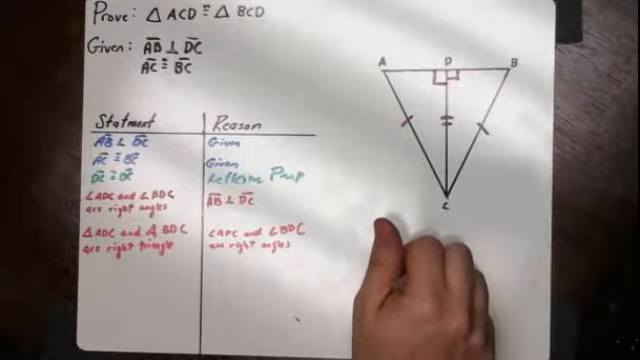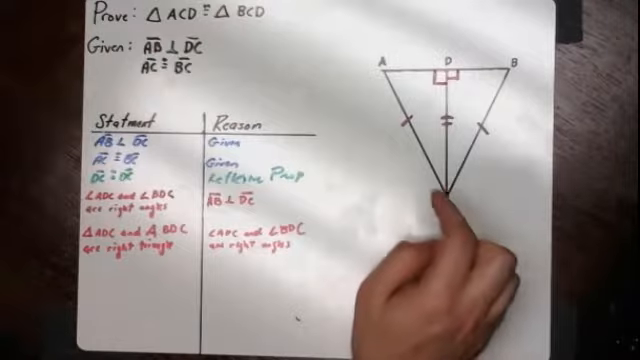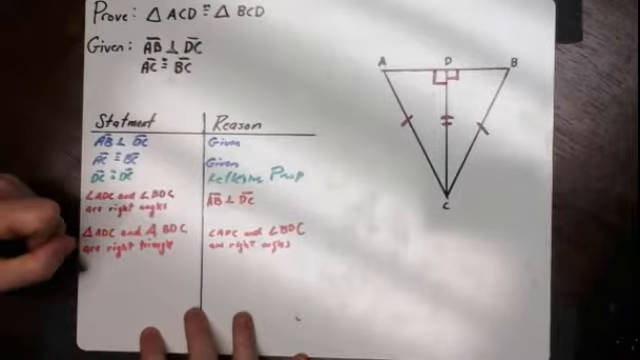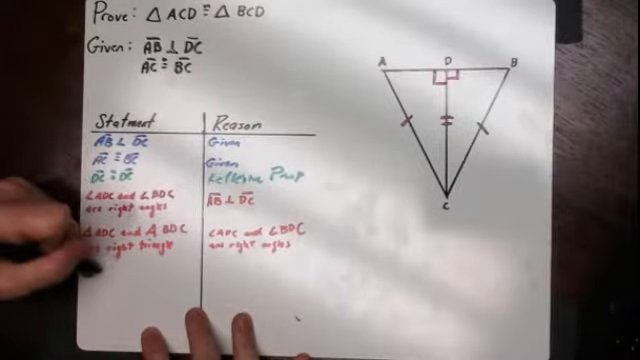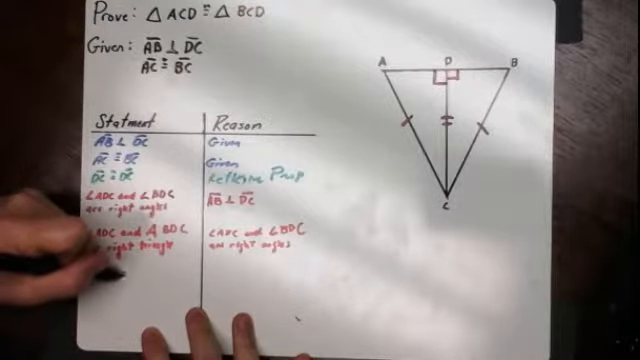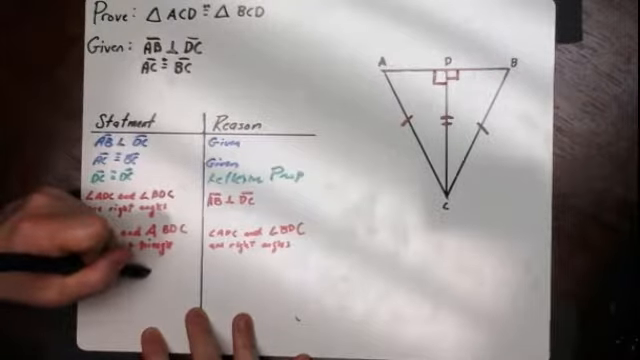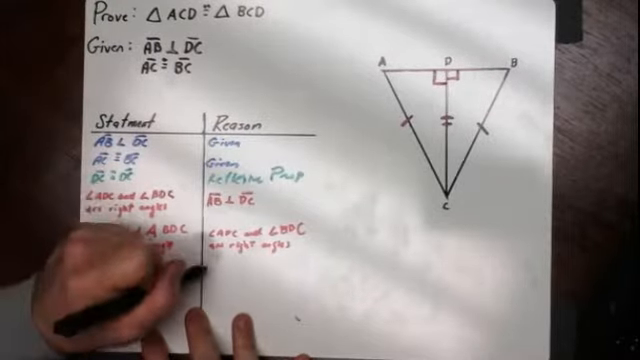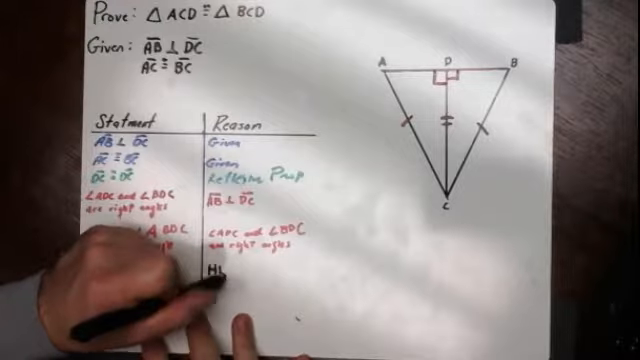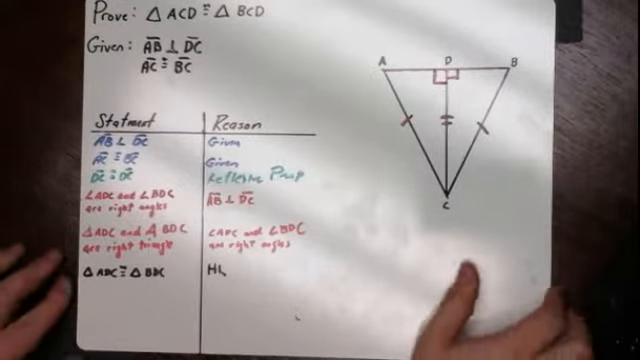So next, from there, I can make the statement that triangle ADC is congruent to triangle BDC because of HL. Okay, so that's that proof. All right, let's take a look at another one.